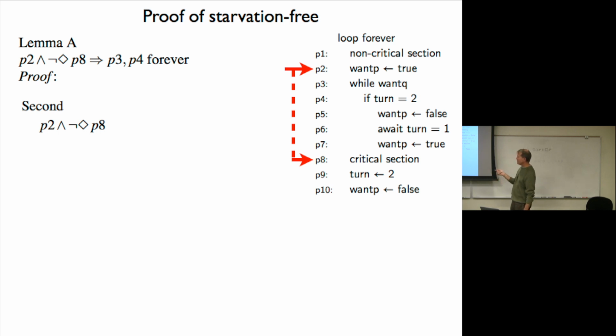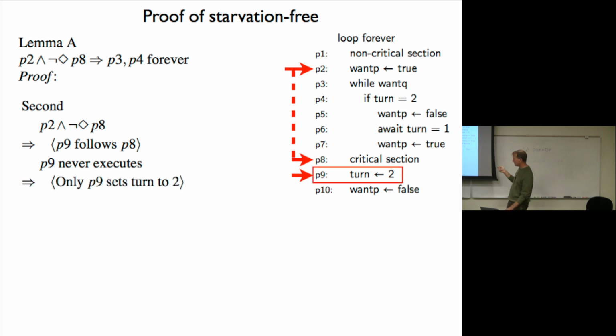Now what's our second point? P2 and not eventually P8. Now, you see here, P9 follows P8. Are you with me? So if we have P2 and not eventually P8, but the only way we can get through P9 is through P8. So what does that mean? We have P2 and what? Well, what do we know about P9? P9 follows P8. So therefore, P9 never exists.